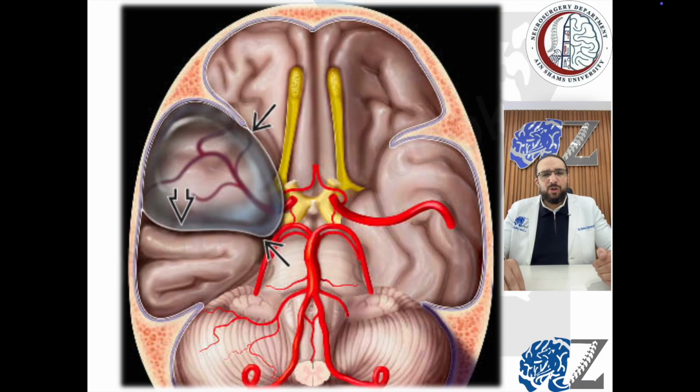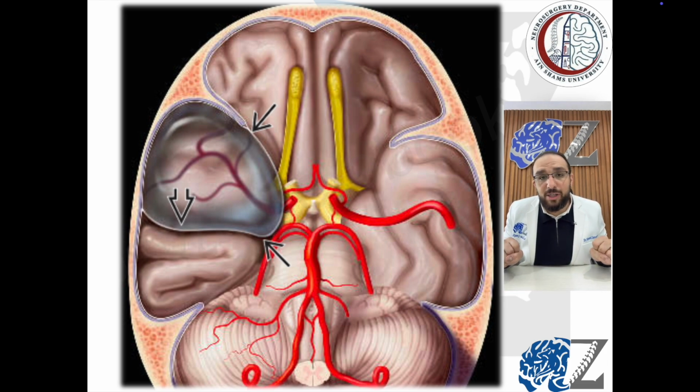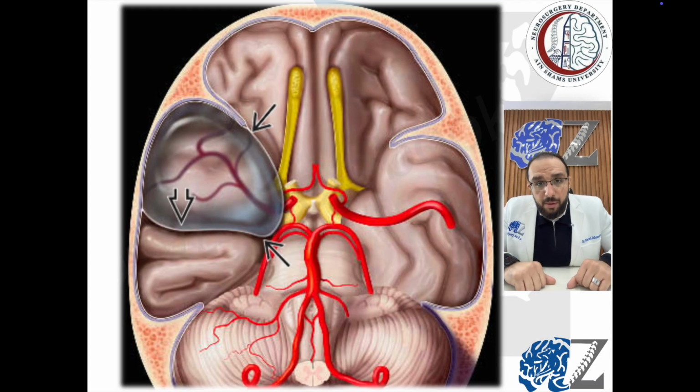And what do we do with these cases? Just nothing. Just follow up. This is to simplify everything about the arachnoid cyst. It's a sac that is filled with CSF within the brain. It's asymptomatic or accidentally discovered. And most of the time, we do nothing for it, we just follow up on it.